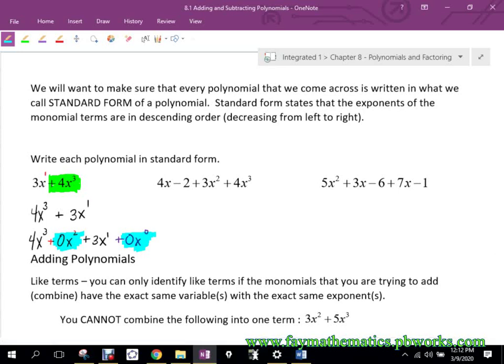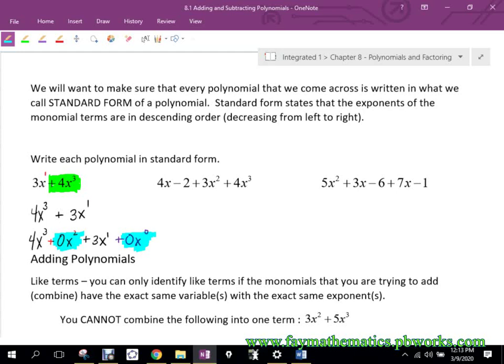But do you see how your exponents go from 3 to 2 to 1 to 0? Every single polynomial we come across should do that. Now you might see those things I highlight a lot of times, so when you get into further algebra classes, you will put those in. They're called placeholders. But it demonstrates that when we put it in descending order, you find your highest degree, and the next term will be one less than that, and the next term will be one less than that, and the next term will be one less than that. Does that make sense? All the way down to zero.